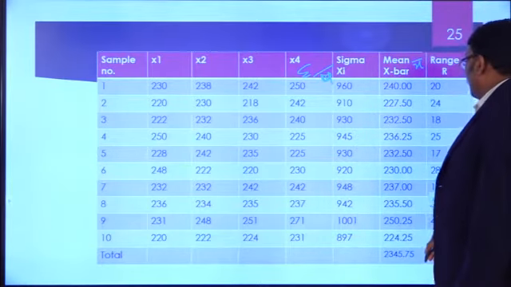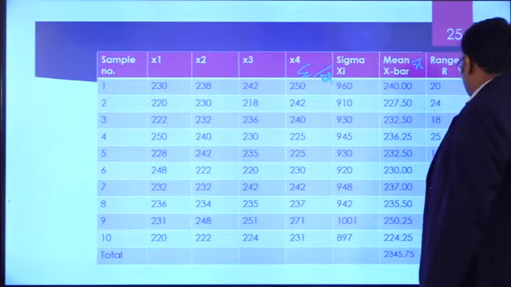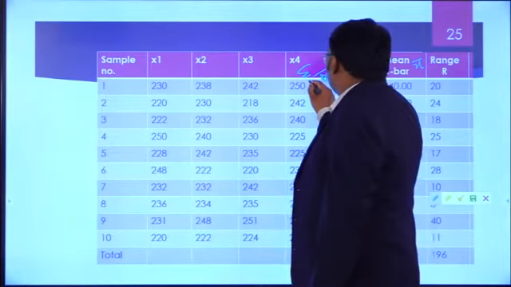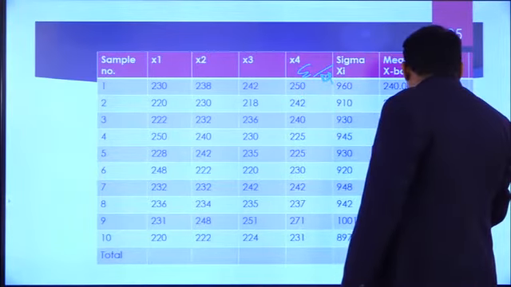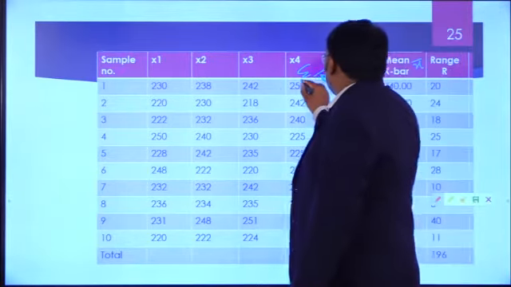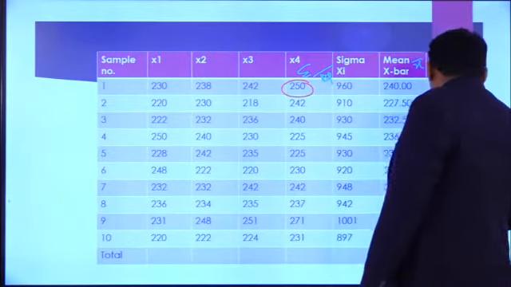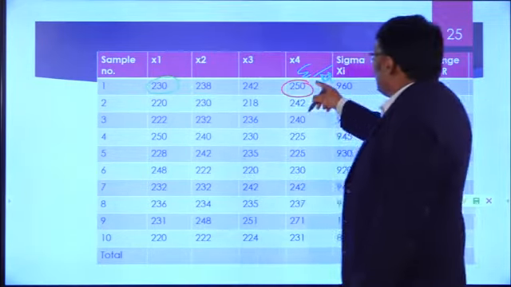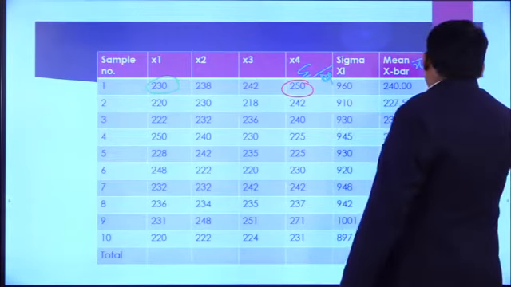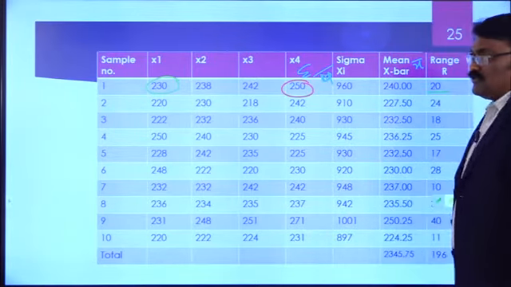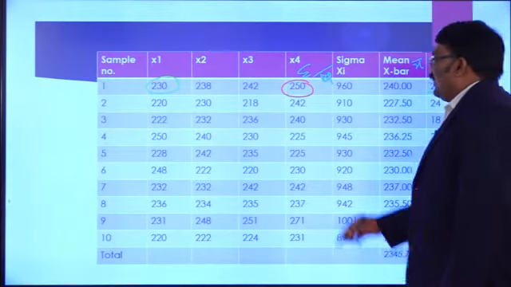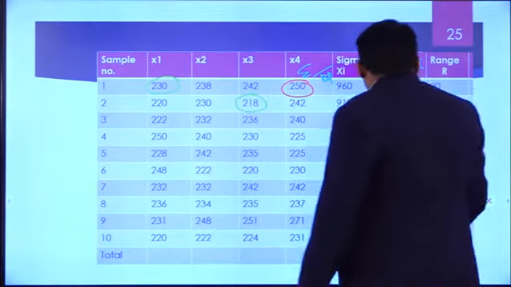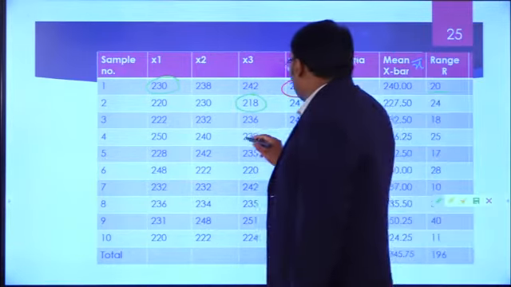Once we have calculated, next we need to find out the range. Range is what? The highest value is mentioned in red and in green I will mention the least value. So, this is the least value. Highest minus least value is the range. Like that, here the least value is 218. I will mention all the least values.